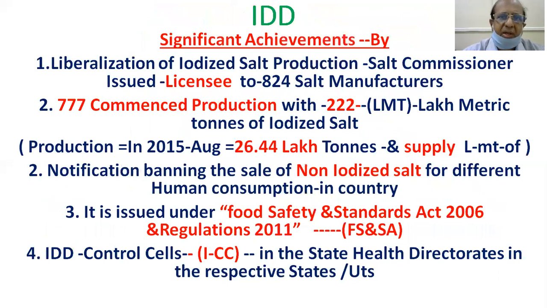And significant achievements. So what are the significant achievements? Iodized salt production has improved, and supply has also improved to all areas of the nation. Licenses are given by the commissioner to the salt manufacturers, and the production has increased and supply is distributed appropriately.